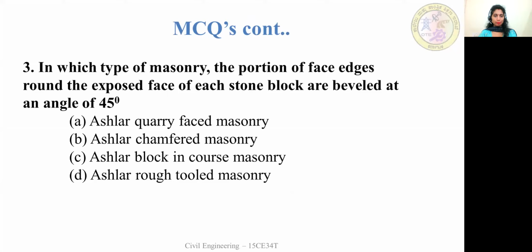In which type of masonry are the face edges round the exposed face of each stone block beveled at an angle of 45 degrees? Observe the question. There are four choices given. You have to choose the most appropriate one. Option A, ashlar quarry faced masonry. Option B, ashlar chamfered masonry. Option C, ashlar block in course masonry. And option D, ashlar rough tooled masonry.